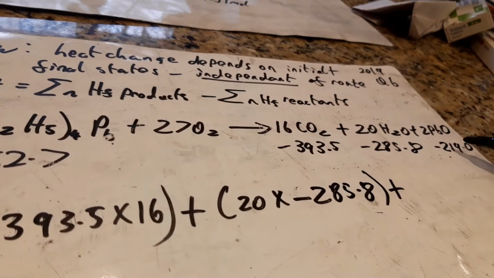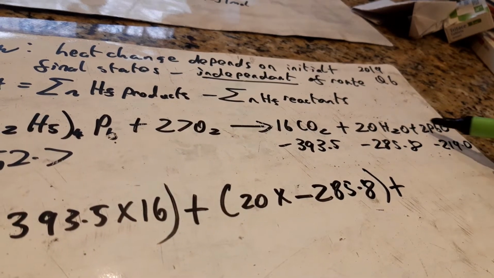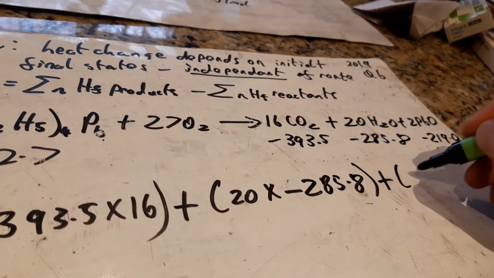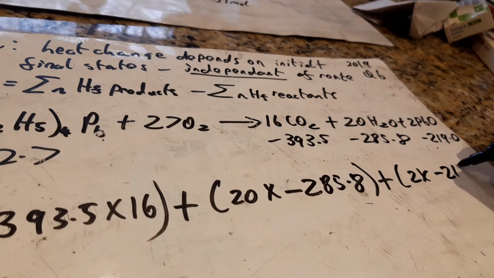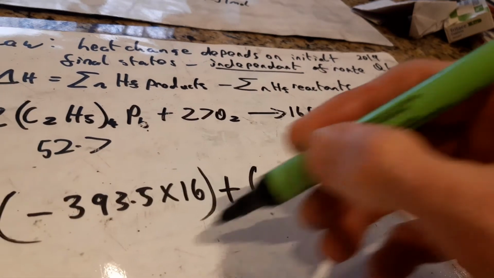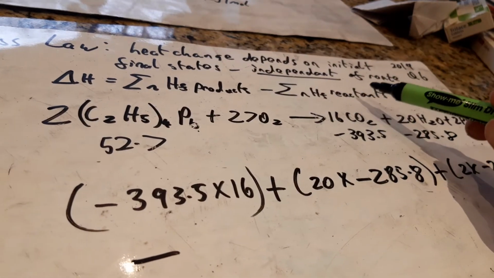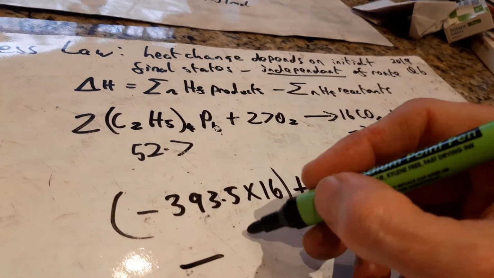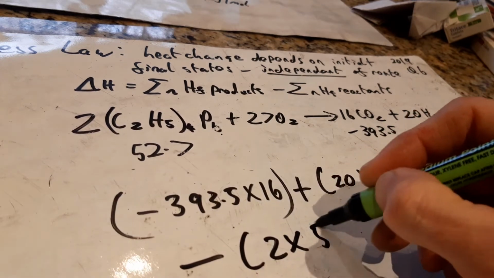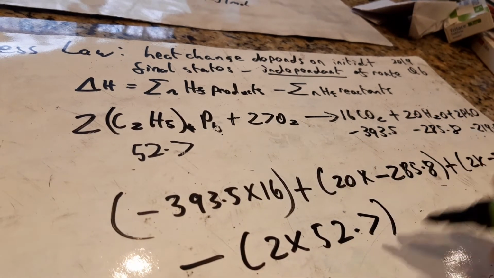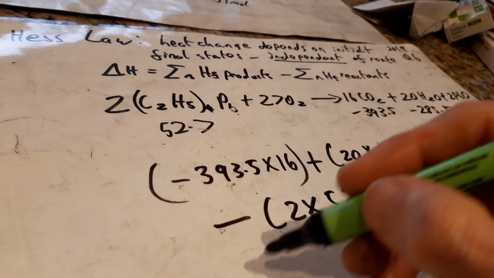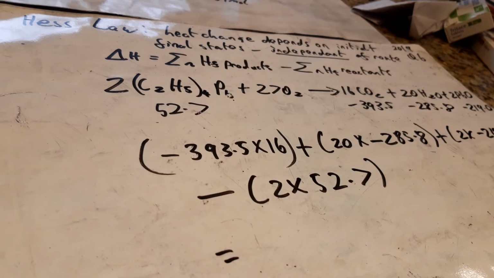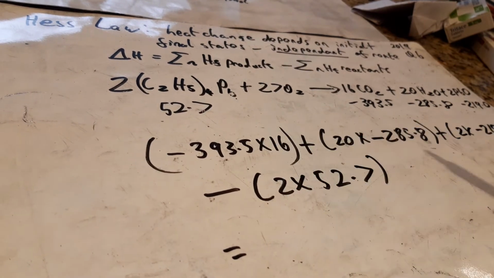And I'm going to add that to 2 times minus 219.0, which again is given to me in the question. And I'm going to subtract the heat of formation of the reactant, which in this case is given to me in the equation, 2 times 52.7. Again, that's a plus number, so just be careful with that. That's my equation, and I literally tot that up. You can put all of that into your calculator in one go if you want, but I'm actually just going to do what's in the brackets separately.